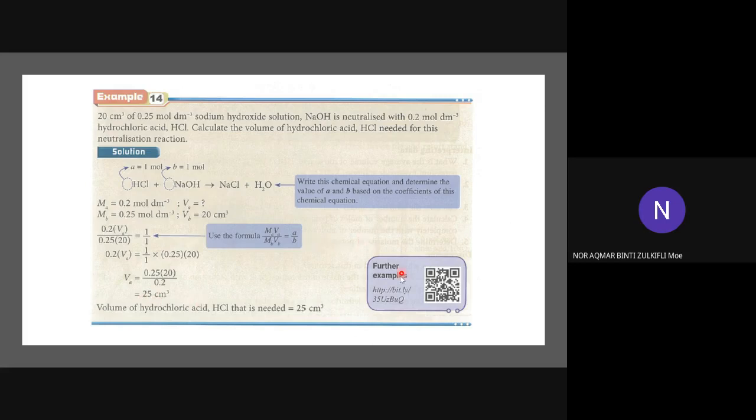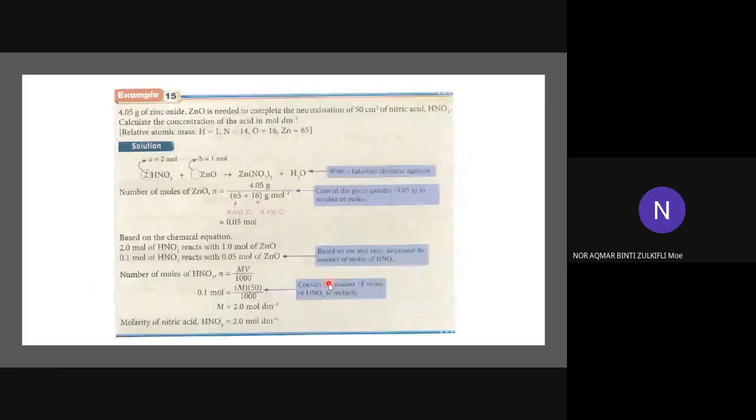Okay, for the examples you can find in the barcode scanner here, so that you can understand more.